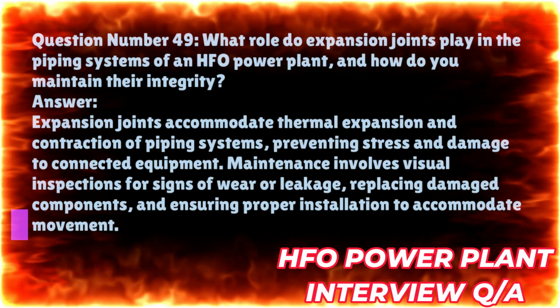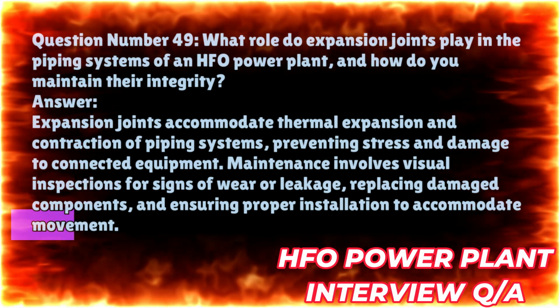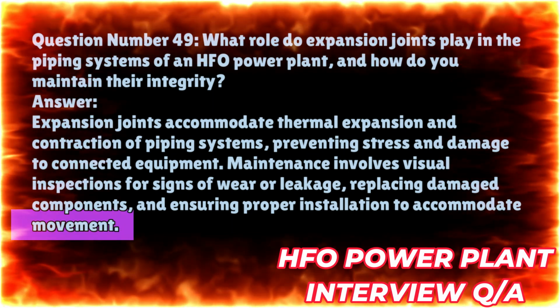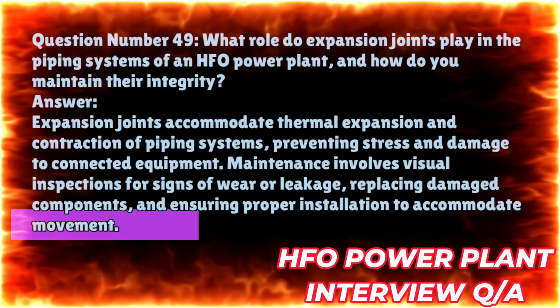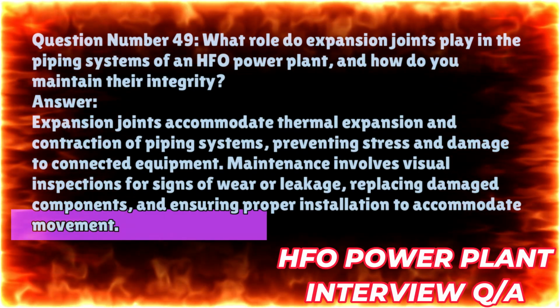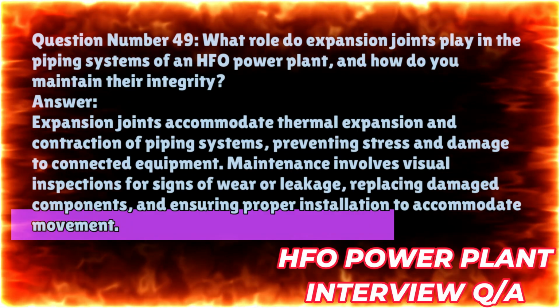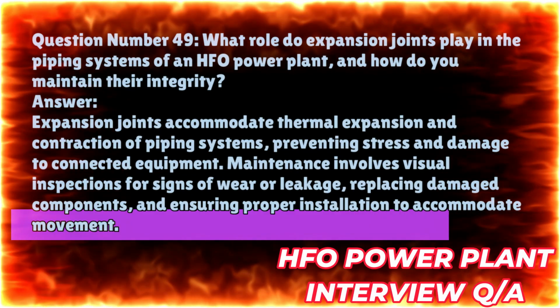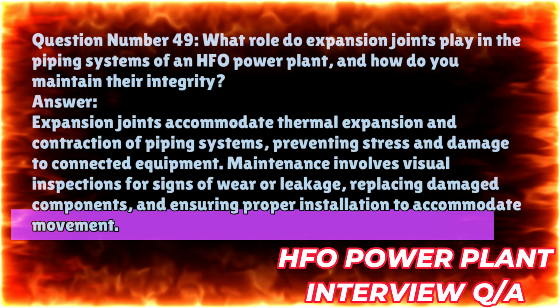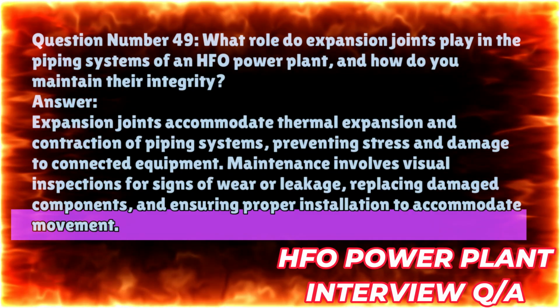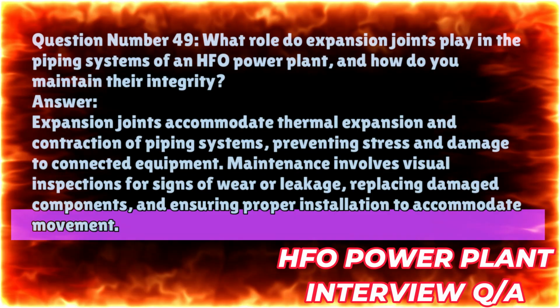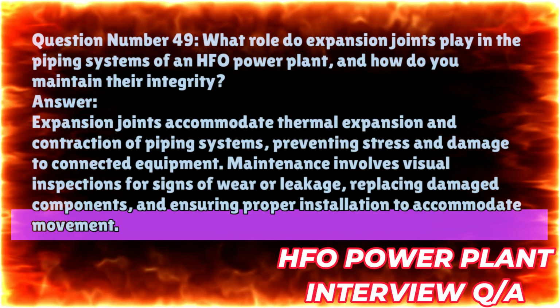Question number 49. What role do expansion joints play in the piping systems of an HFO power plant, and how do you maintain their integrity? Answer. Expansion joints accommodate thermal expansion and contraction of piping systems, preventing stress and damage to connected equipment. Maintenance involves visual inspections for signs of wear or leakage, replacing damaged components, and ensuring proper installation to accommodate movement.